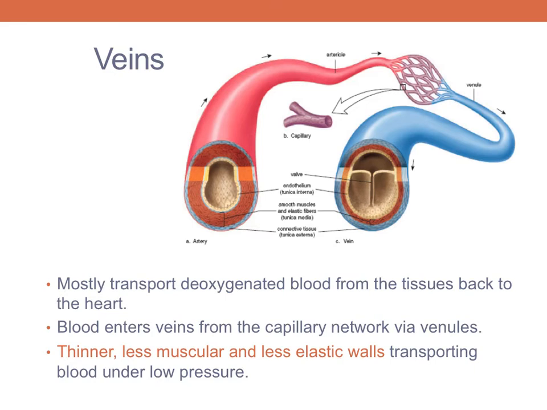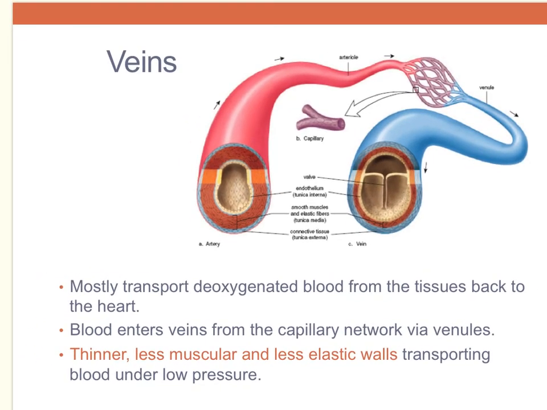But they have this additional structure in them, called the valves. And you can see it drawn here. Only veins have those, and that basically stops backflow of blood back down the leg when it's trying to come up towards the heart.